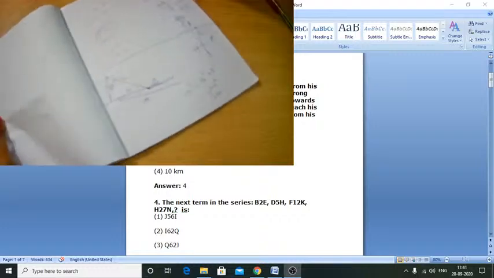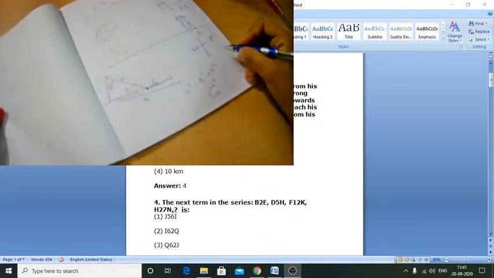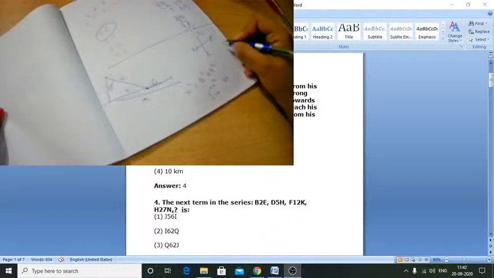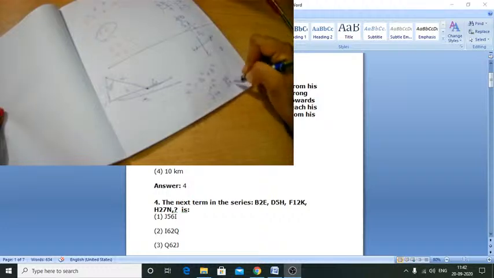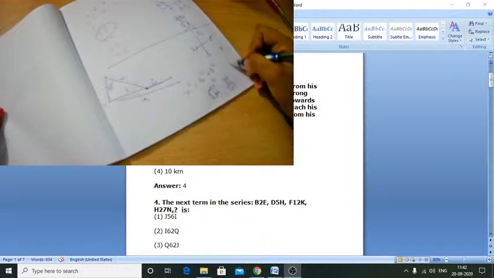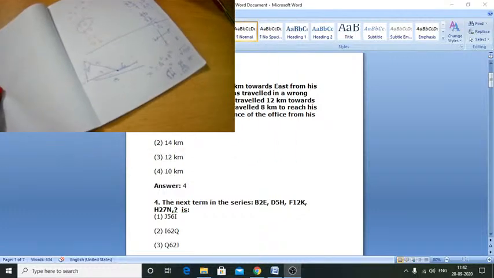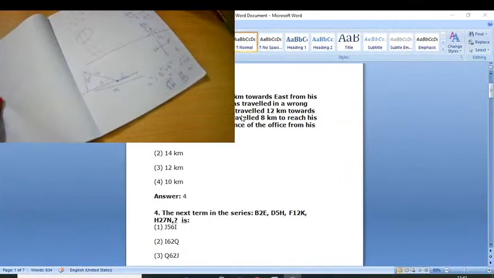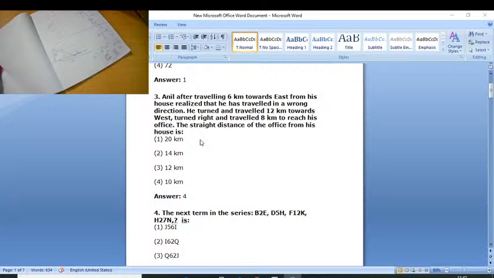I really hope this is very much legible to you all. So 6 into 6 is 36 and 8 into 8 is 64. So 100 will be the answer, and square root of 100 is 10. So 10 is the answer that we get. Do we have such an option? Yes, we have 10 kilometers over here, and 10 kilometers is the answer.